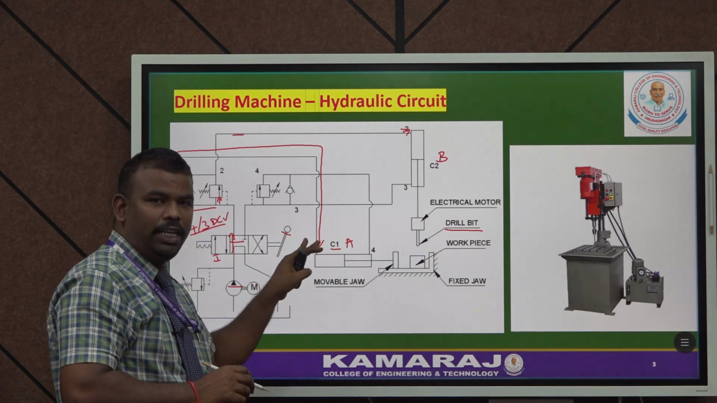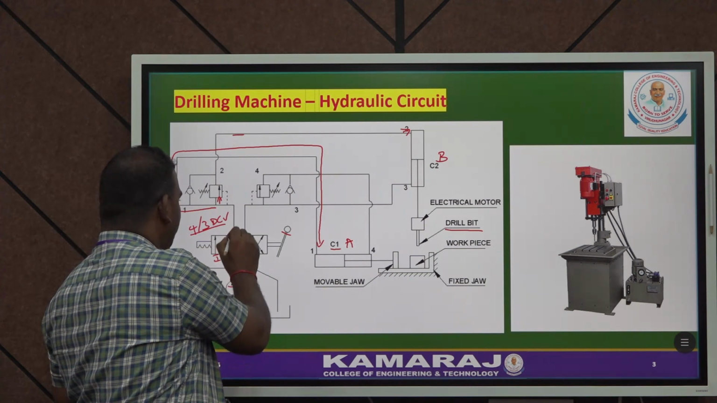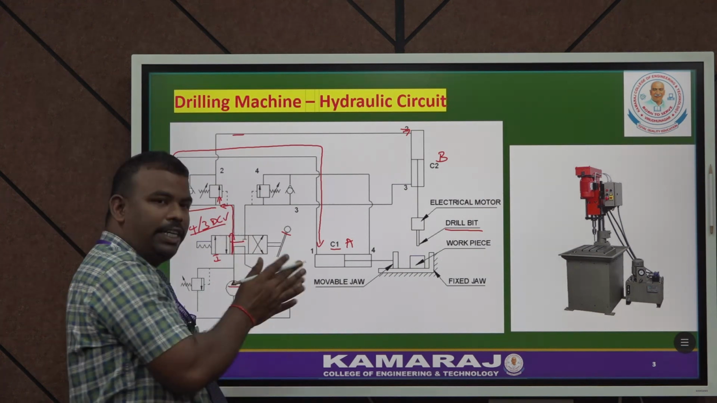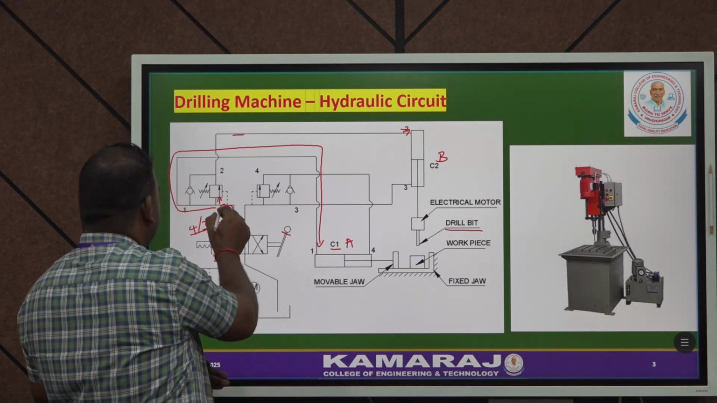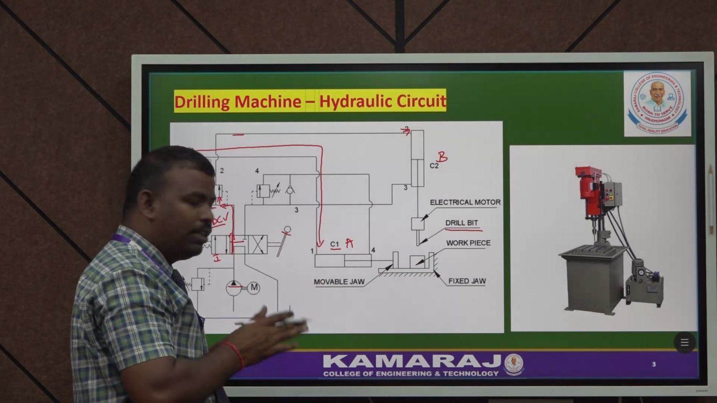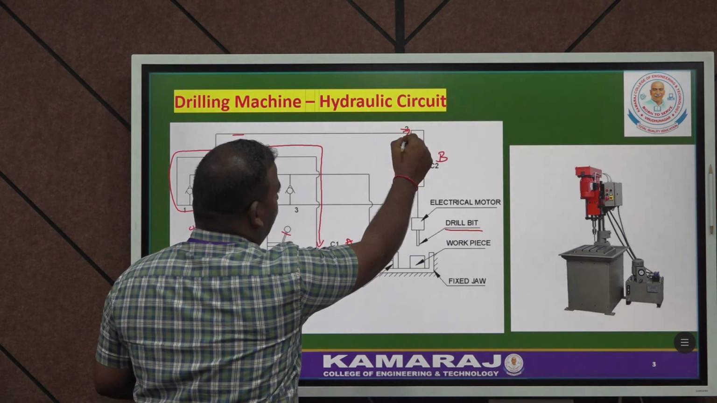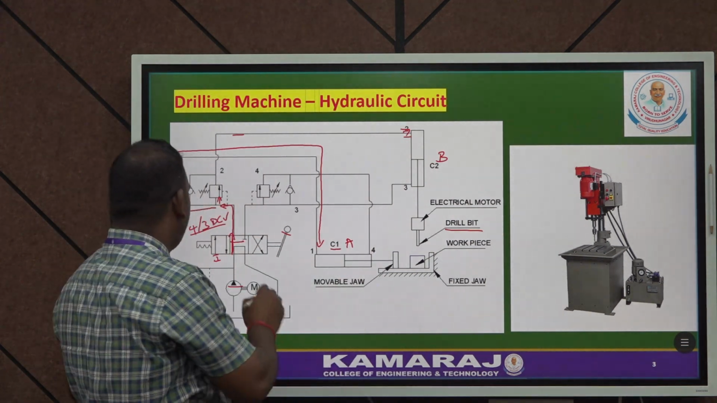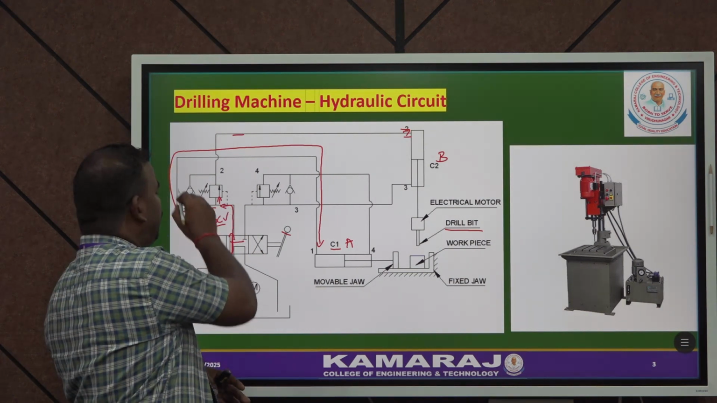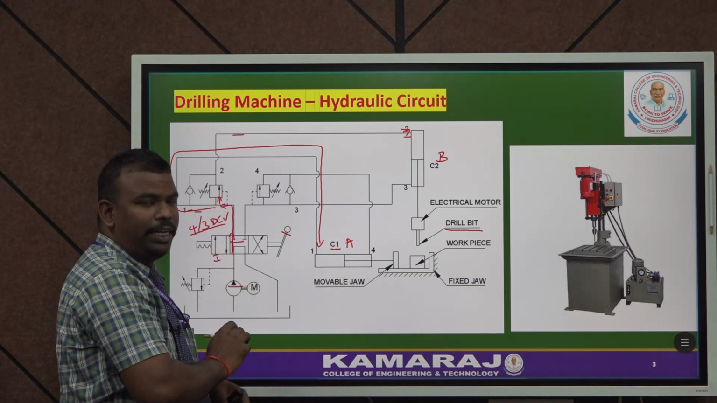When you pull the lever, the first portion is actuated, so the oil flows to the first pressure line. The first pressure line is divided into two. The first line goes directly to the cylinder 1 blind end, and the second pressure line goes to the cylinder 2 blind end. But the oil flows only to passage 1, because here the sequence valve is in normally closed condition.